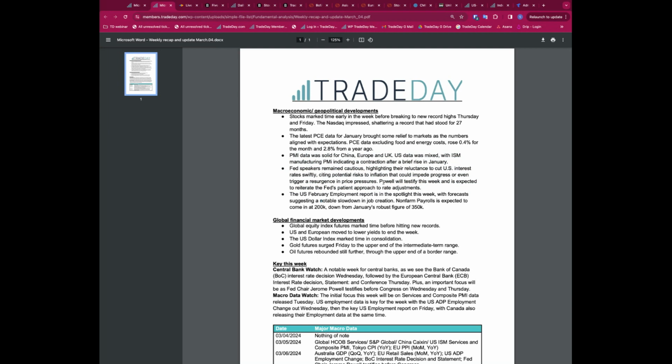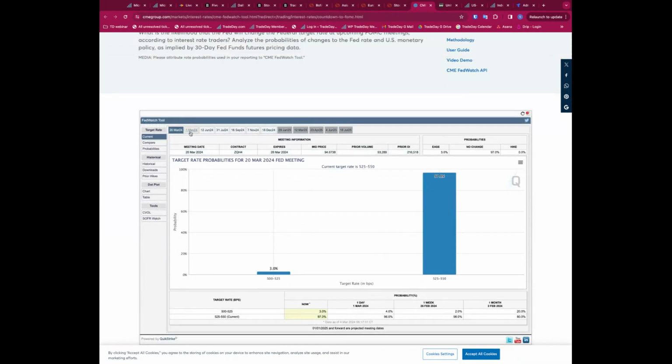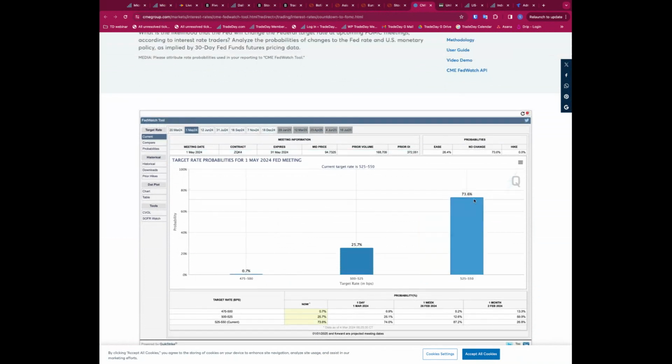One being Powell is testifying to Congress. Now, the Fed speakers over the last few weeks, in fact, since the beginning of the year, have been pushing back on early rate cuts. And we've spoken about this a lot, that the market has now come in line with the Fed. Okay. So now the market for March, very little chance of a rate cut. May, very little chance of a rate cut, staying the same.